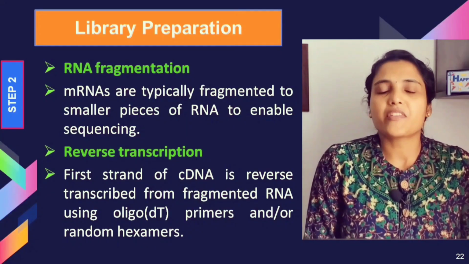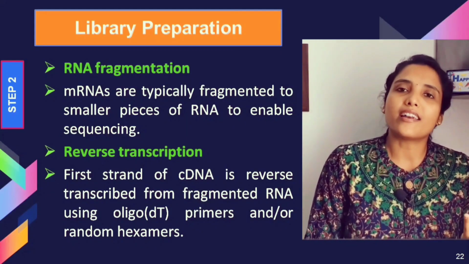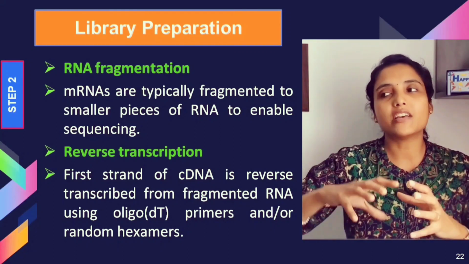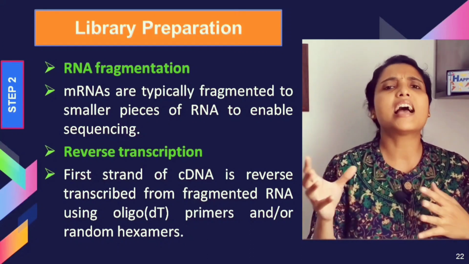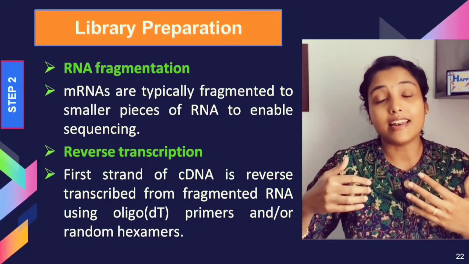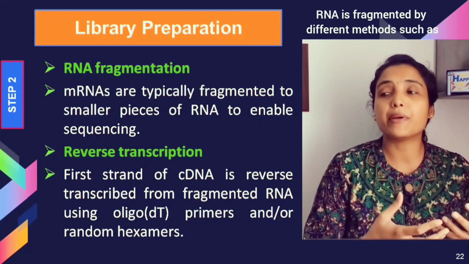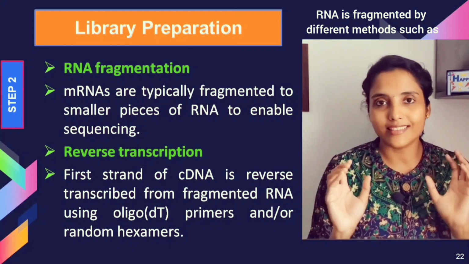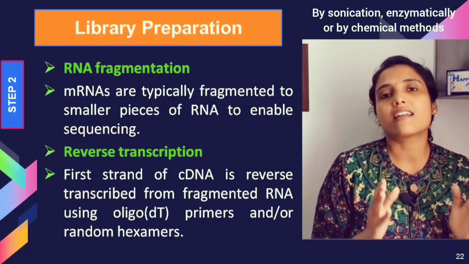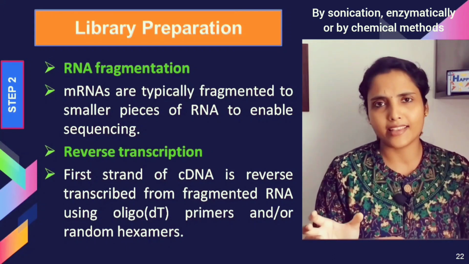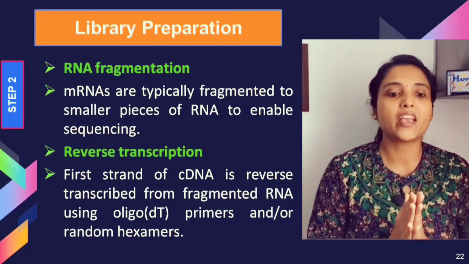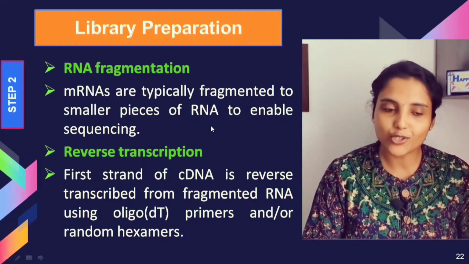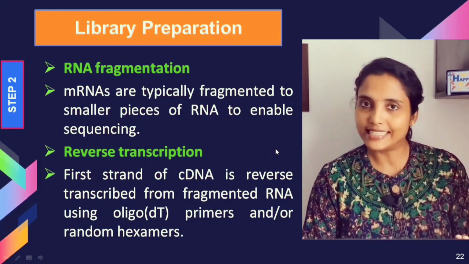So let us see the first step, RNA fragmentation. Why do we need to do RNA fragmentation? So you have isolated your mRNA. Now, whichever sequencing platform you are going to select, they will have a specified length that we have to provide. Okay, fragment length should be only so and so. In order that the sequencing happens in the right manner, we need to prepare our RNA of a particular length. So for that, you'll have to carry out fragmentation. And so that is what is being said over here. mRNAs are typically fragmented to smaller pieces of RNA to enable sequencing.